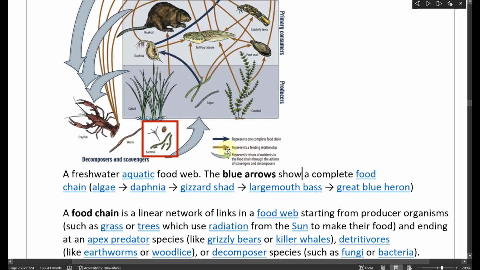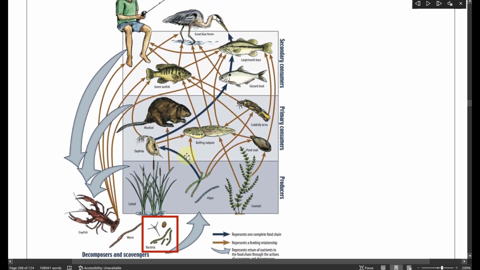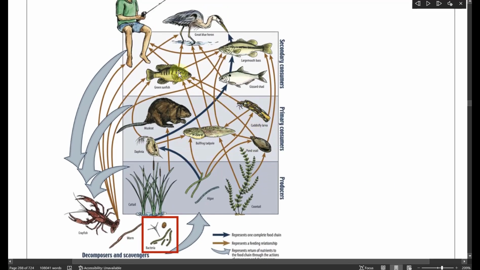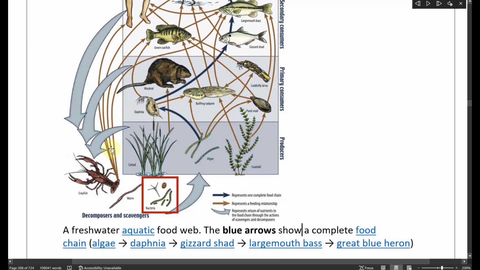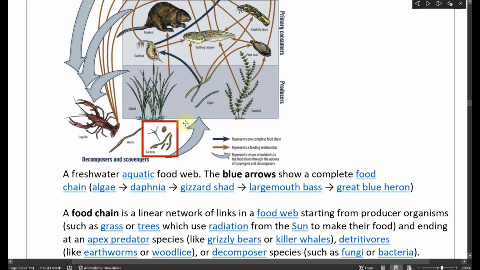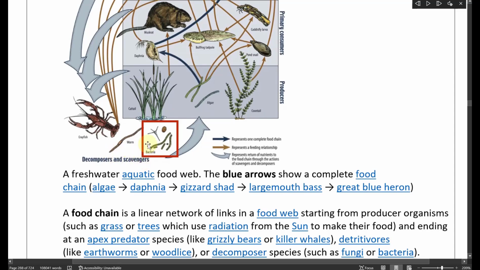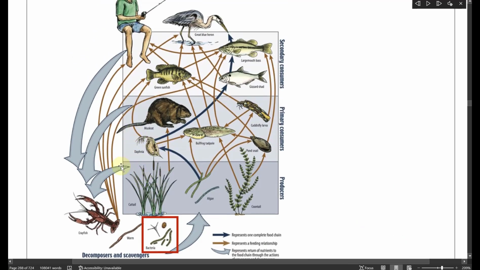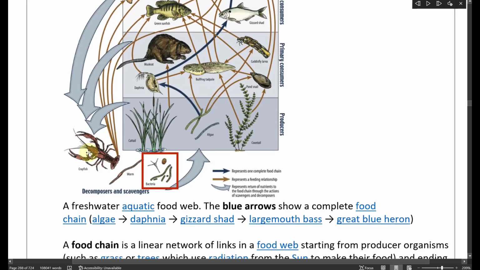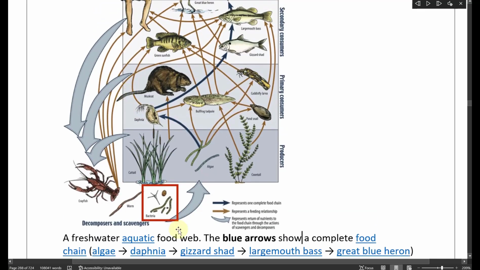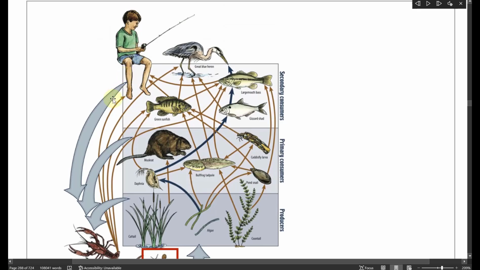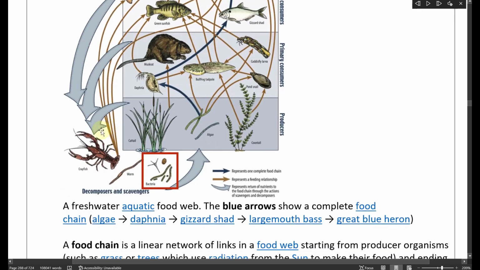And then this orangish line represents a feeding relationship. So this goes to here, this goes to here, this goes to here, and this goes everywhere. And this big arrow represents return of nutrients to the food chain through the actions of scavengers and decomposers. And you have here decomposers and scavengers. You have worm, crayfish, bacteria right here. Each one of these is a decomposer, and the scavengers eat the remains, and decomposers decompose remains. So from even the humans, all of these go back down to here.